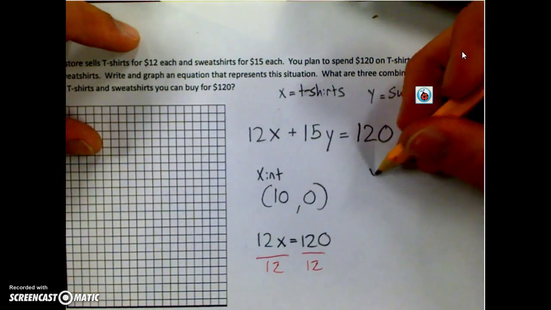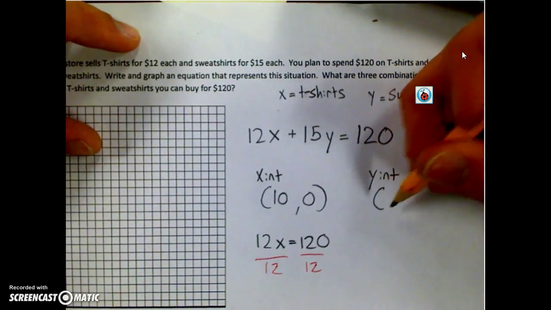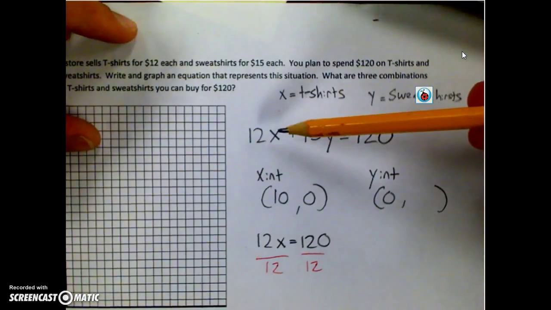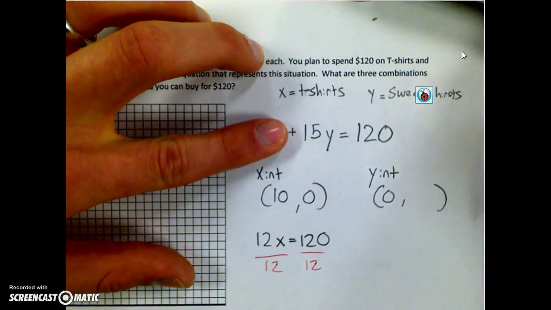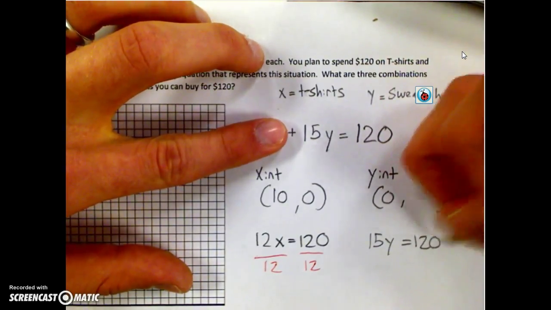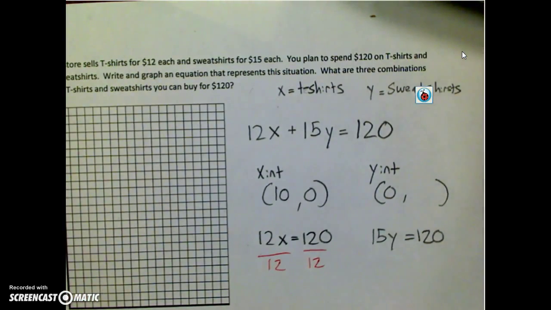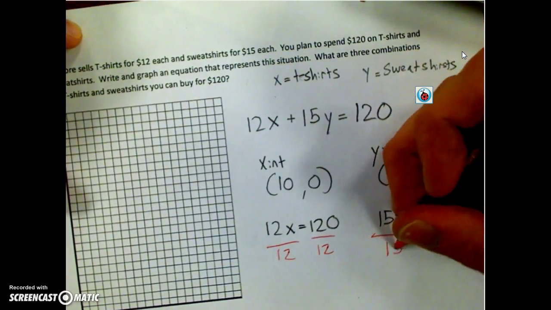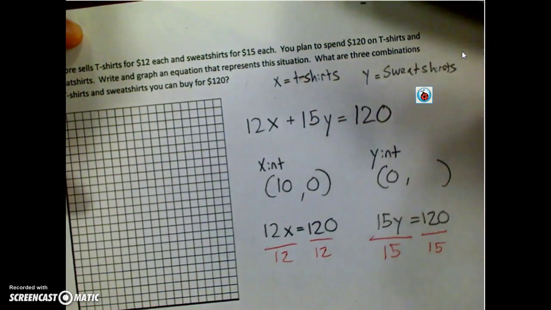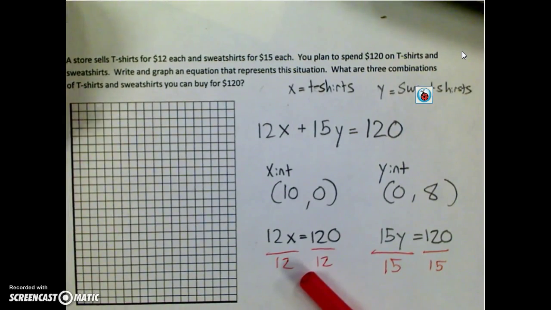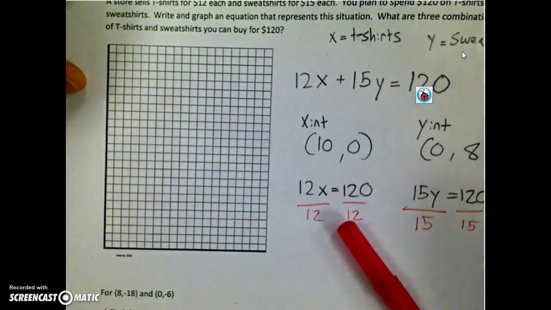Now for our y-intercept, I know that my x-coordinate is guaranteed to be a 0. When I plug in that 0 for x, all I'm left with is that 15y. We've got 15y is equal to 120. And so when I divide both sides by that 15, you get an 8. All right, so I'm going to use this knowledge, my x-intercept and my y-intercept, to make a graph.